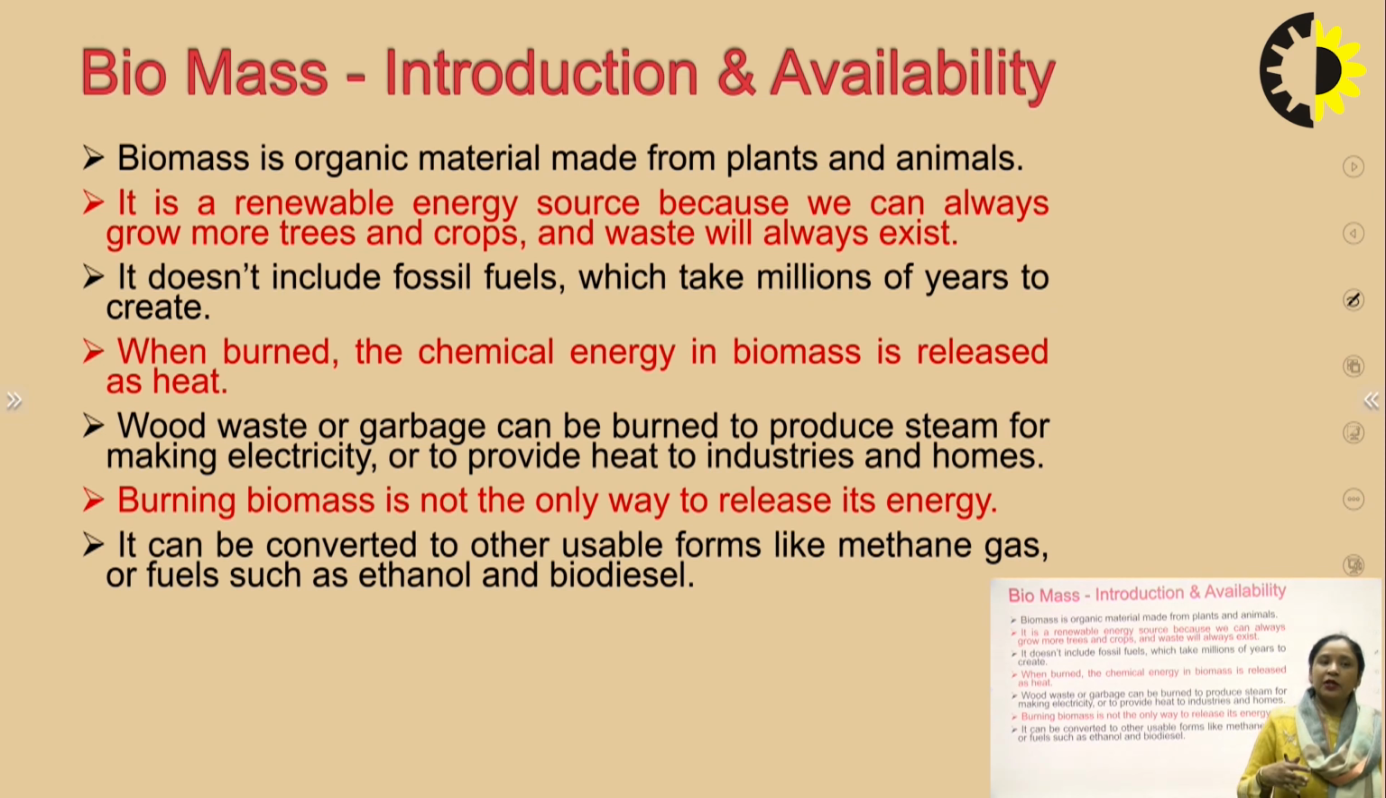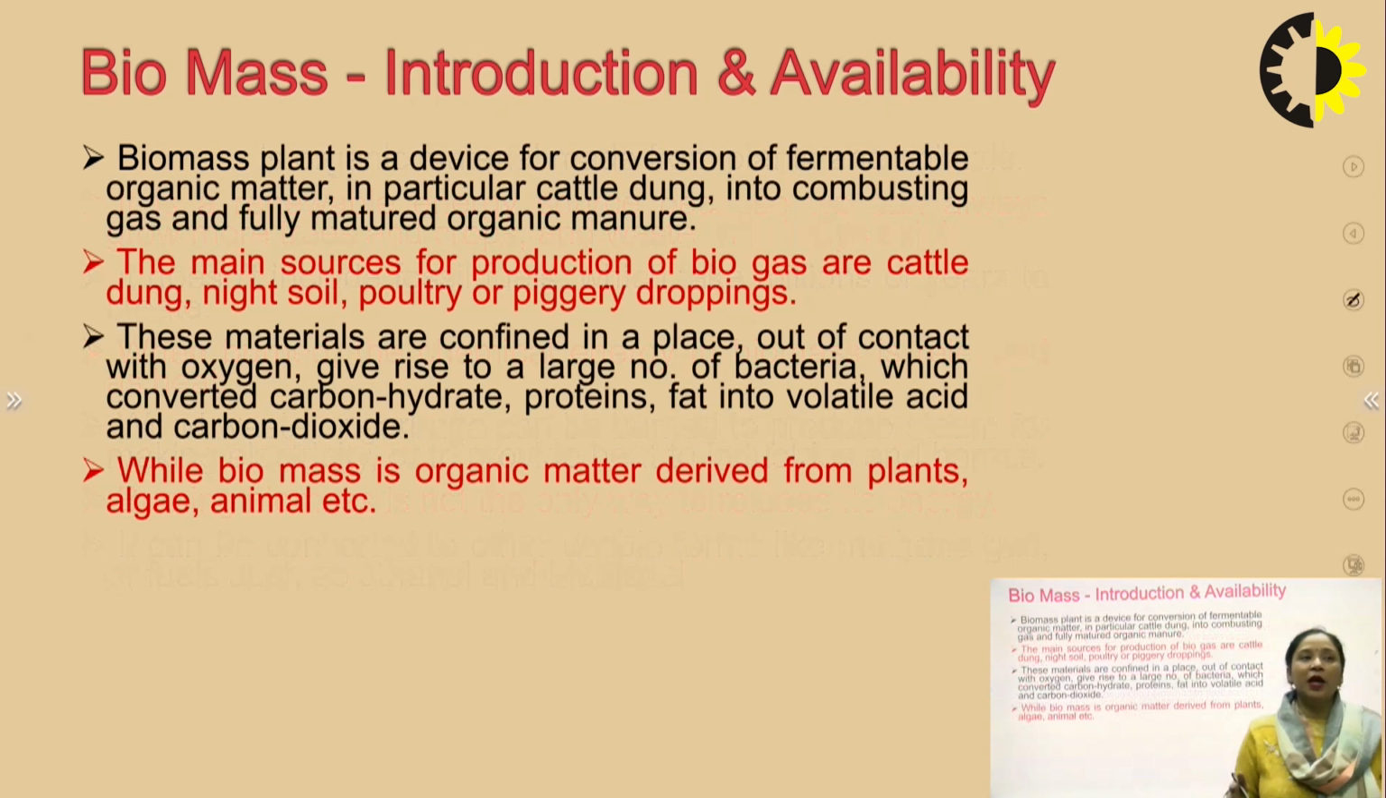Burning biomass is not always the only way to release energy. We can have a biogas generator which can be used for forming energy. Biomass introduction and availability: a biogas plant is a device for conversion of fermentable organic matter, in particular cattle dung, into combustible gas and fully matured organic manure.